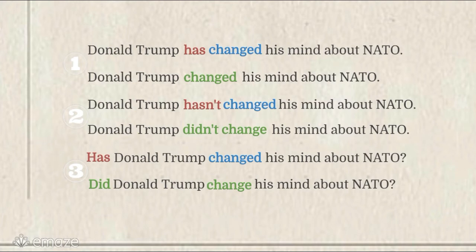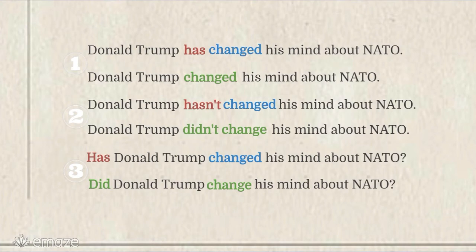And number 2, Donald Trump hasn't changed his mind about NATO, so it's something that hasn't happened, it's something that did not happen in the past, and probably will not happen now or in the future. Where if you say Donald Trump didn't change his mind about NATO, it's that there was an opportunity to change his mind, it didn't happen in the past, and it's not connected to now.